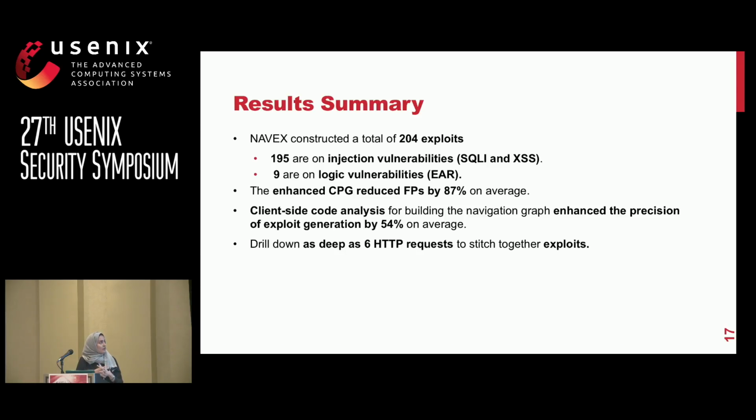195 of them are on injection vulnerabilities, and the rest are on logic vulnerabilities. The enhanced code property graph reduced the false positive rate by 87%. And the client-side code analysis, when building the navigation graph, enhanced the precision by 54%. And we were able to drill down as deep as 6 HTTP requests to stitch an exploit.